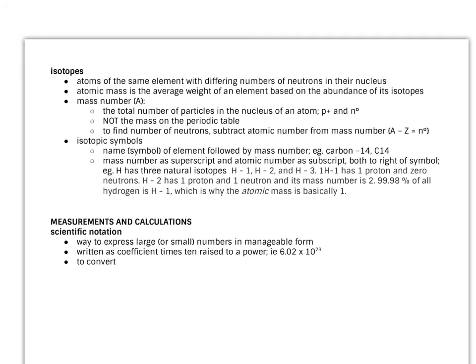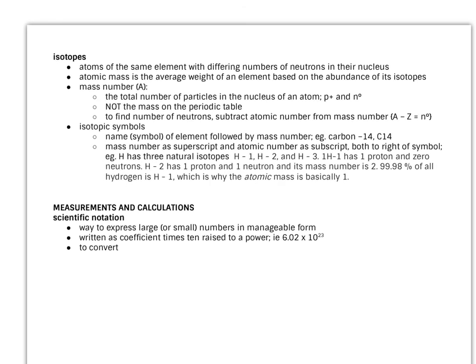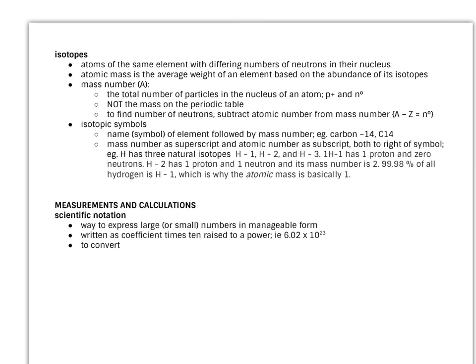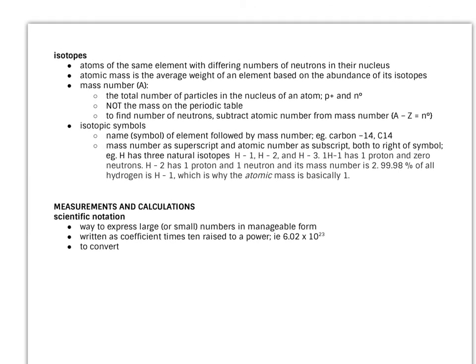Now, isotopes, maybe you've heard of the word, maybe you haven't. We're covering it in chemistry, so it's fine. But isotopes are atoms of the same element with differing numbers of neutrons in their nucleus. So we know that they're still the same element because they have the same number of protons. They just have a different number of neutrons in the nucleus.